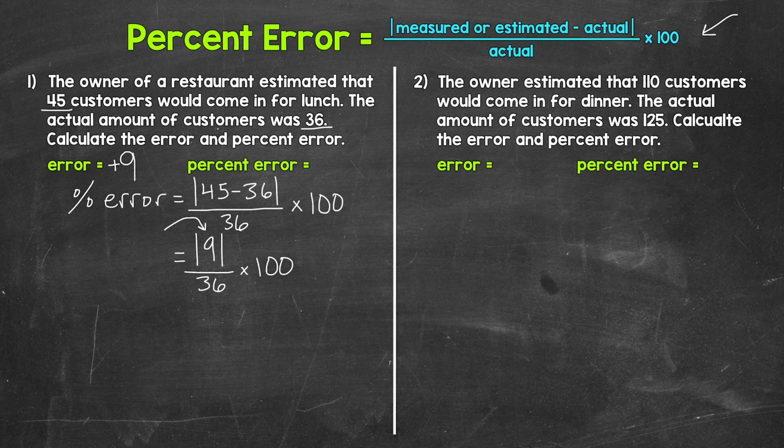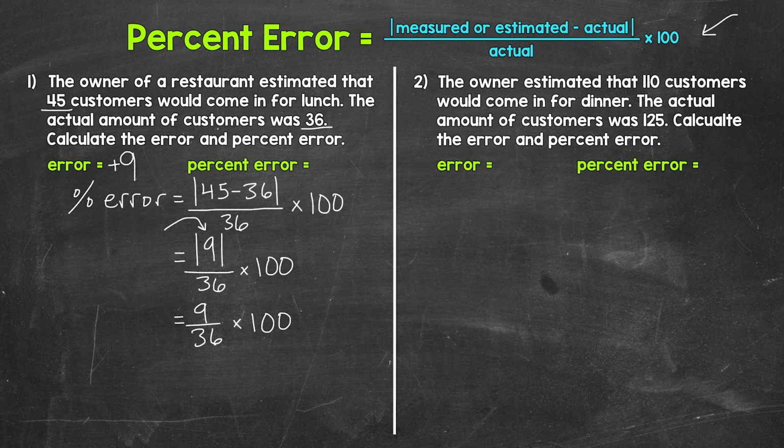Now let's continue to work towards the percent error. So let's take the absolute value of 9. That's 9. So we have 9 divided by 36 times 100. Now taking the absolute value of the error gives us the absolute error. That's 9 here. And we have that over the actual value, 36. Now this is a ratio, the ratio of the absolute error to the actual value. In other words, we have the absolute error compared to the actual value. This ratio is called the relative error.